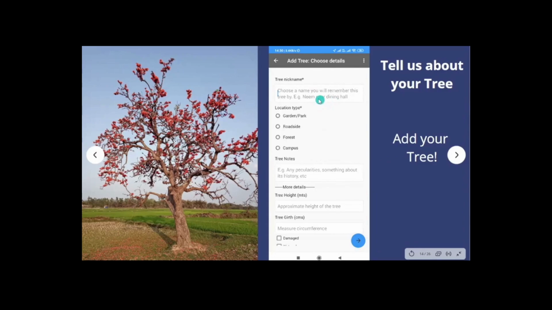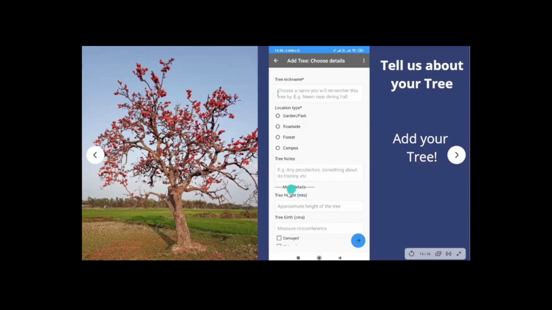Now this is interesting because children especially, they love giving nicknames to their tree, and a lot of time they use fictional characters from Harry Potter that many of them seem to like. And after that, you tell us some broad habitat of that tree, whether it's on roadside, whether it's in campus or garden or park.